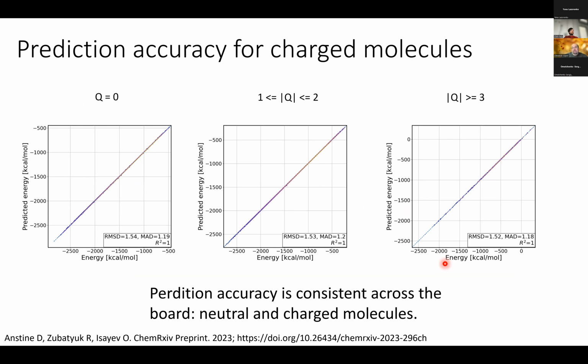Now, for me as a chemist, it was also very interesting to see that the accuracy of predictions actually depends on the charge and the state of the molecules. So neutral molecules, anions, cations, and highly charged molecules essentially have the same accuracy, again because of the inclusion of that important physics and description of the physics as it governs all these non-local effects.